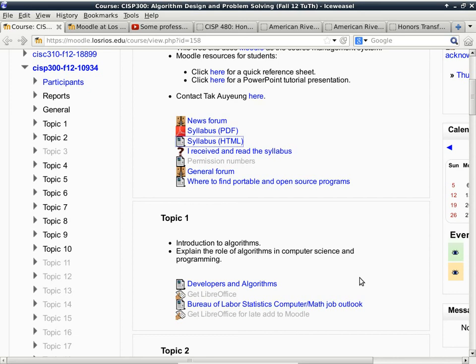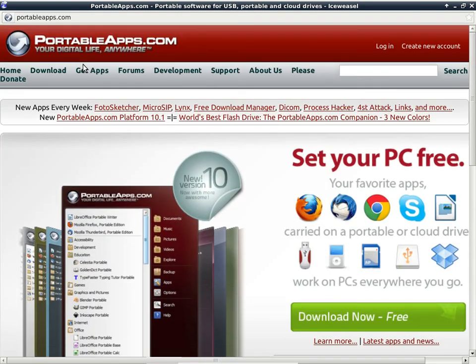Was that the link that you emailed us to sign in? Because I couldn't get into it. Well, the link is here from Moodle. Inside Moodle, there's a link to it. The easiest way to do it is to go to portableapps.com. Portableapps.com has all the open source software in a portable format.